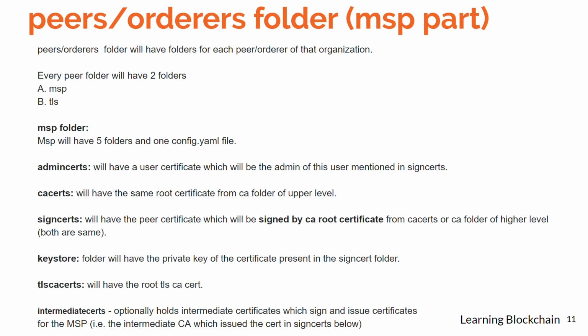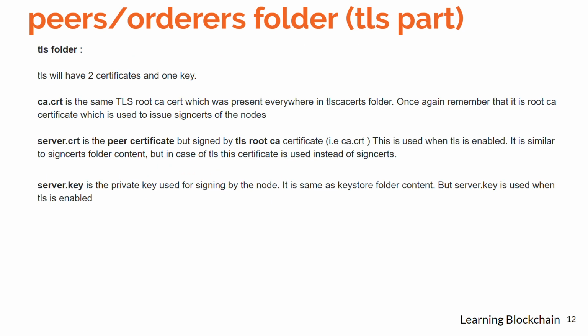So next point, the TLS folder. The last part is the TLS folder. It is also present inside the peers and orderers folder. In the peers and orderers folder, we have seen the MSP part. Now it is the TLS. So TLS will have 2 certificates and 1 key.